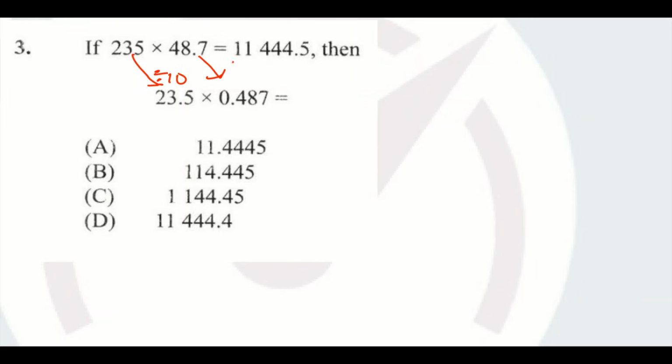So this was also divided, but it was divided by 100. So for our answer now, we're going to divide by 10, divide by 100. Same thing as dividing by 1,000. So we go 1, 2, 3. So our new answer now becomes 11.4445. And that matches A.